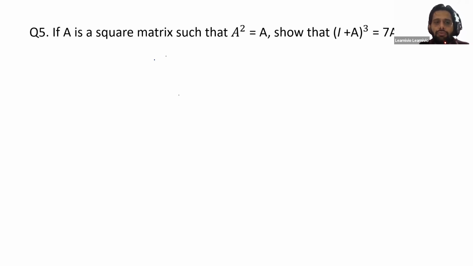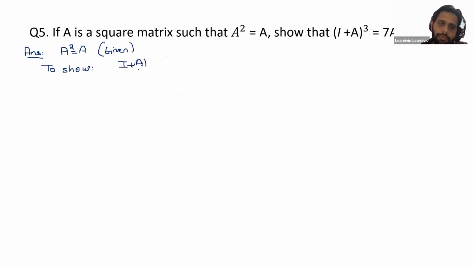Now, please try this question. If A is a square matrix such that A square is equal to A, then show that I plus A cube is equal to 7A plus I. So I will solve this question. Please check here. It is given A square is equal to A. This is given. Now to show I plus A cube is equal to 7A plus I.